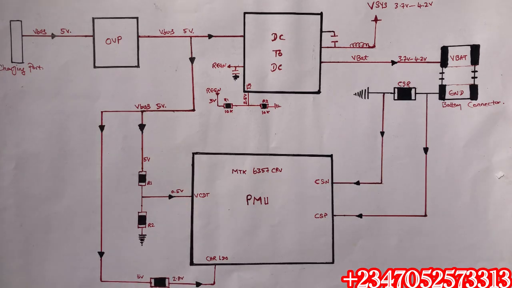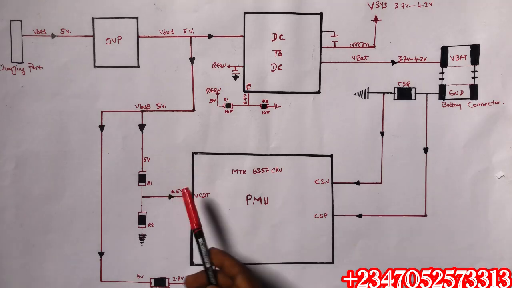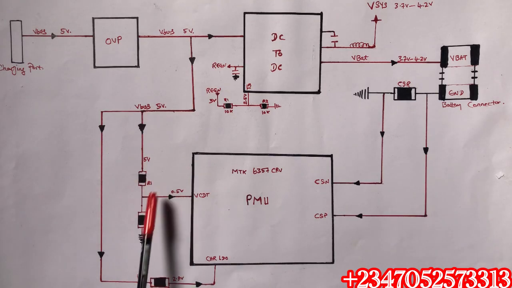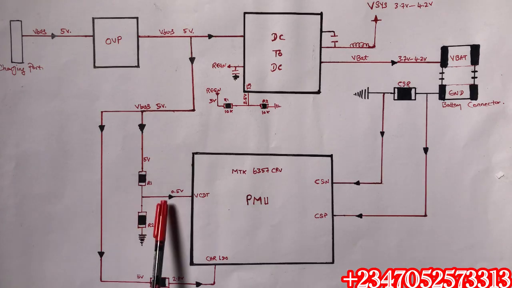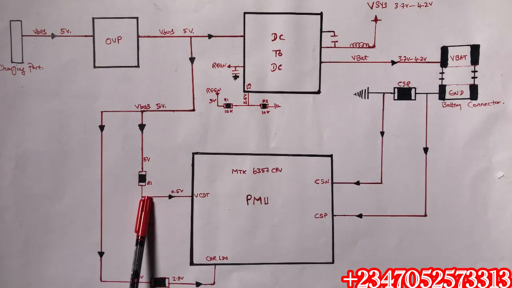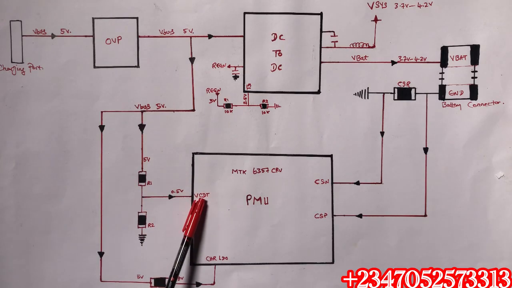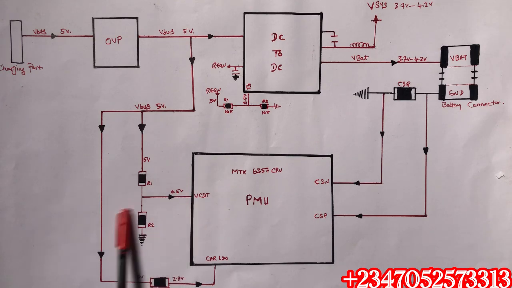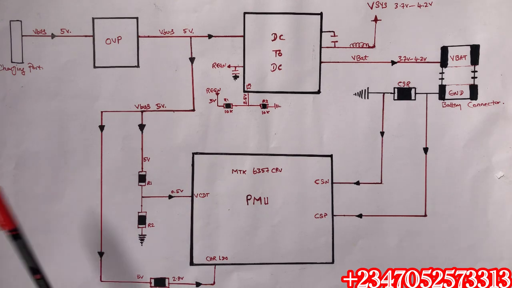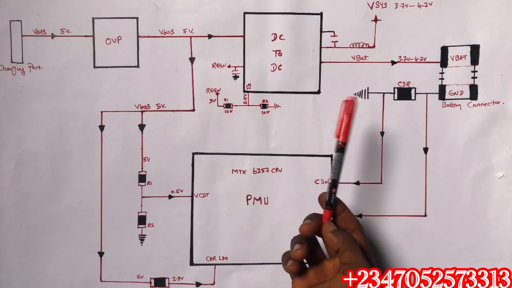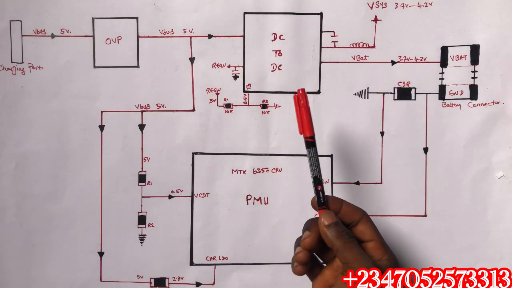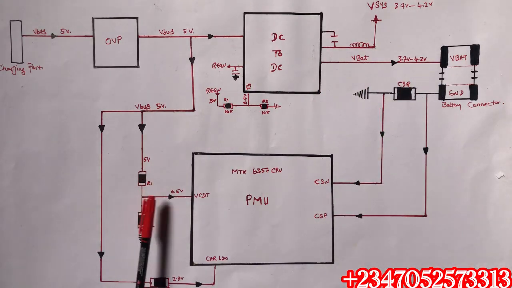Now if this resistor is open, or this other one is open, this 5 volts will be able to enter this power IC. If 5 volts enters this power IC, you will have a charging error problem. It will occur, because this line is very, very important.